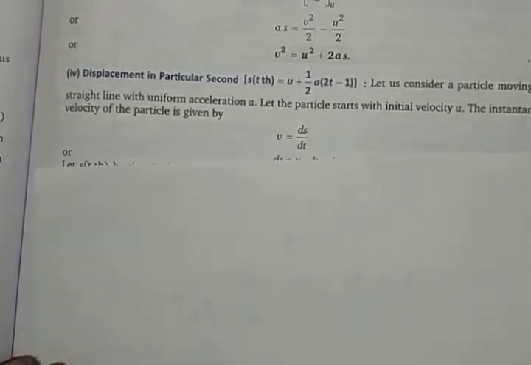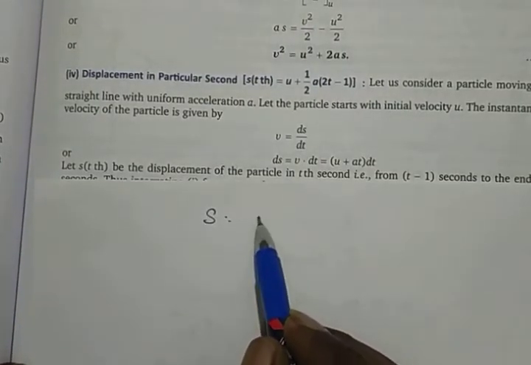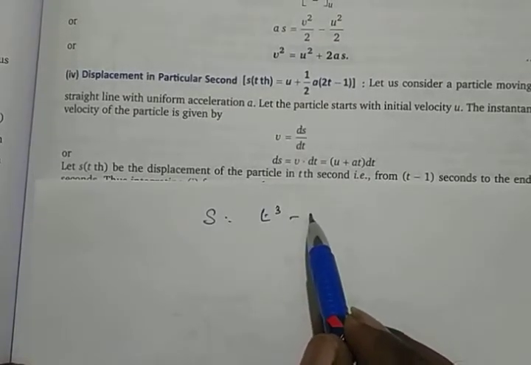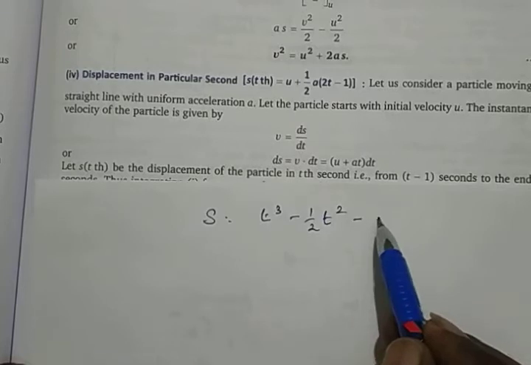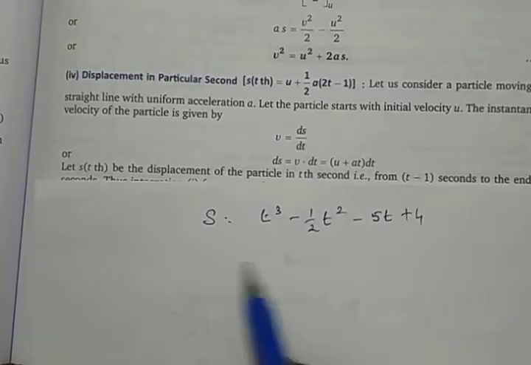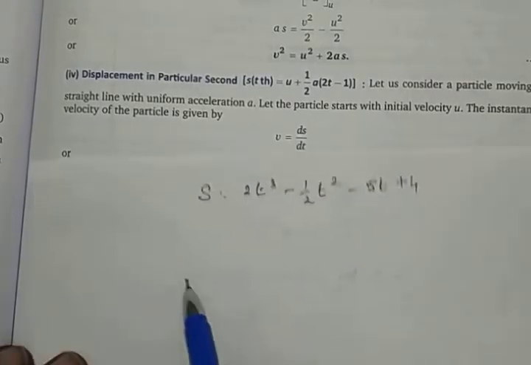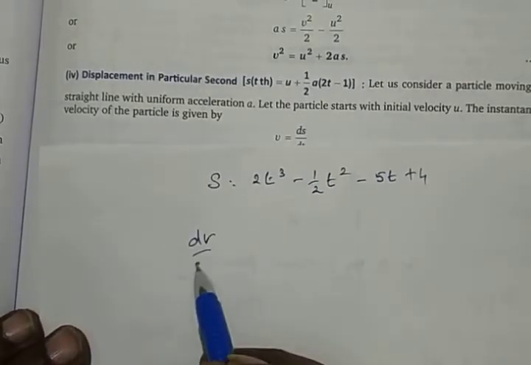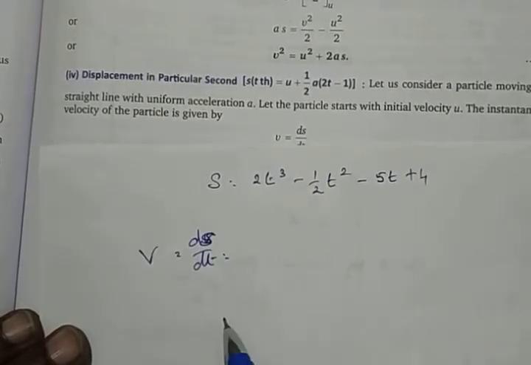Another question I would like to put, so that it will be a little clearer for you. I'll put one more question here. Distance is going to be equal to t cube minus half t square minus 5t plus 4. This is the expression, right? Maybe I will put 2 here also. So what is ds by dt? Differentiation of s, that is going to be velocity.